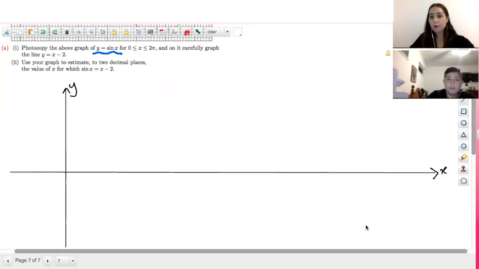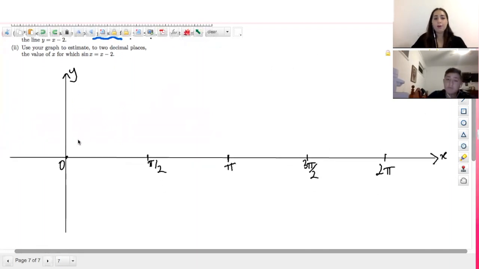So what I'm going to do is, because my domain is between 0 and 2 pi, this is 0, right? I'm just going to call this 2 pi. I'm going to half that roughly here is pi, and half of that is pi on 2, and half of this is 3 pi on 2. Okay. Now, for your sine curve, you know that the amplitude is 1, so I'm also going to put that in. So sine starts at 0, right? It hits the x-axis at pi and at 2 pi.